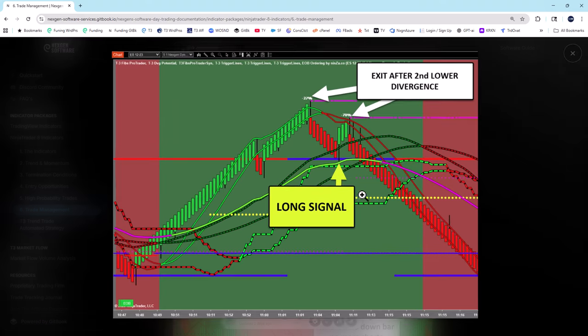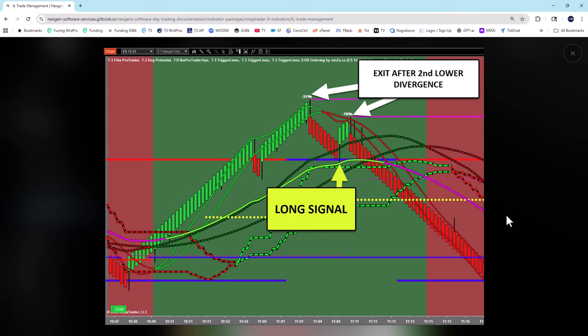Just going through a couple more pictures. These are all on the website, on the user guide, under the management section. But again, look, if you get a long signal and you get a second lower divergence, especially with small triggers crossed down, just get out.